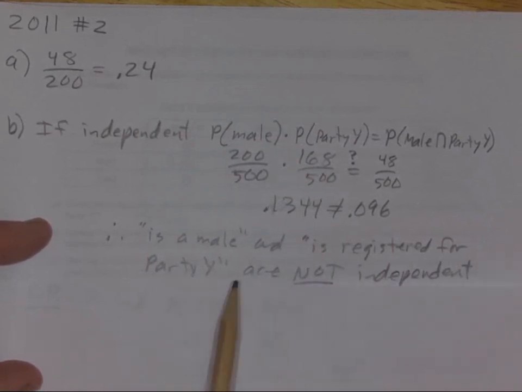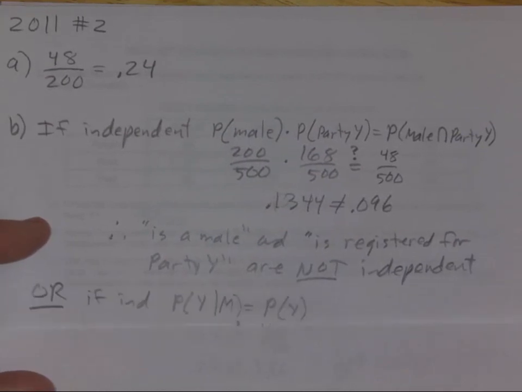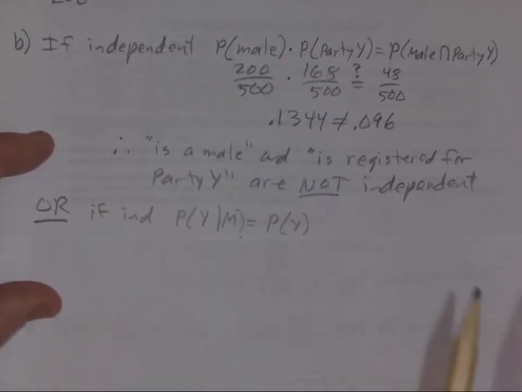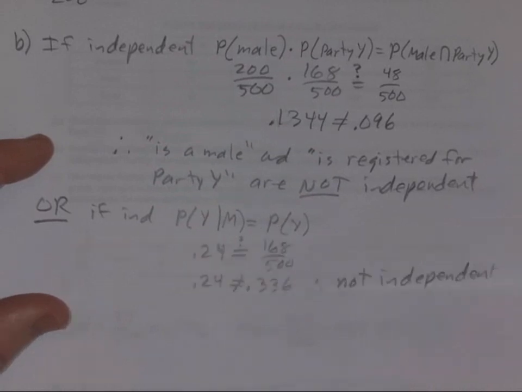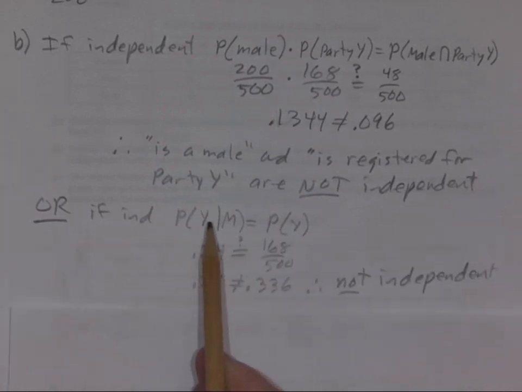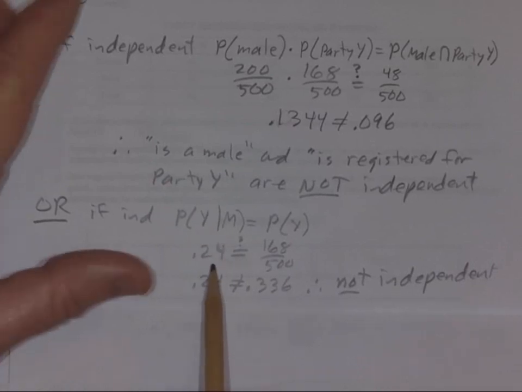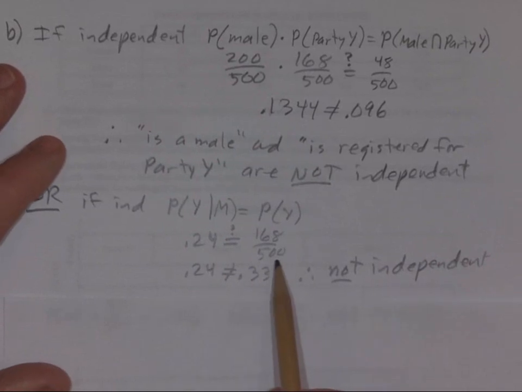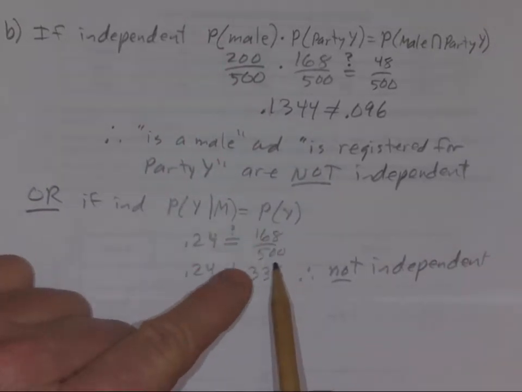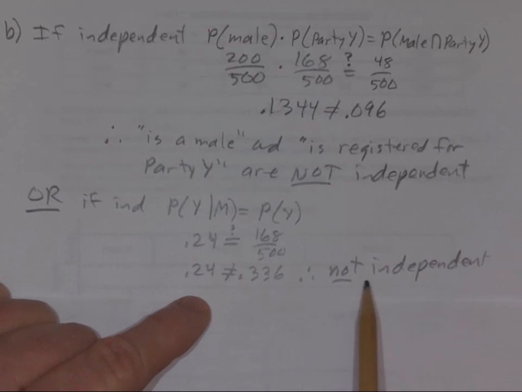And make sure you say it in context. The other way is showing this. If they're independent, the probability of one given the other is just the probability of the first thing. In this case, the probability of them being in party Y given they're male is 0.24. We found that in part A. Is that equal to the probability of being in party Y in general? And it's not. So therefore, they're not independent.